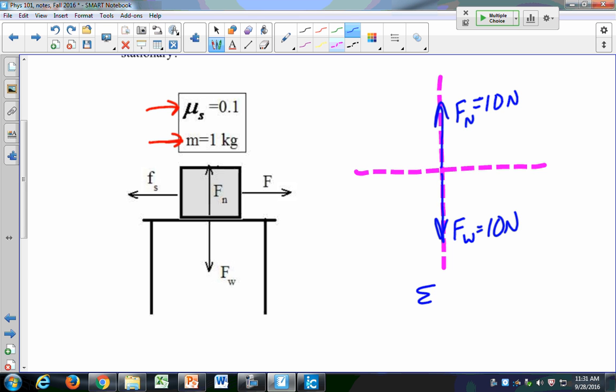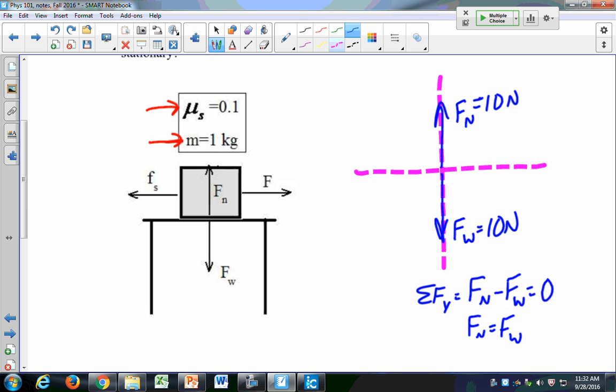So I do the sum of the forces in the Y: Fn minus Fw equals 0. So Fn must equal Fw. But as you practice with these and get more and more familiar with them, you'll be able to skip some of these steps. You'll be able to say, well, if this is 10 newtons, this has to be 10 newtons, because it's not moving in the Y direction.